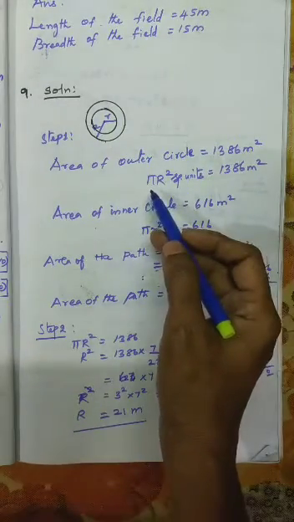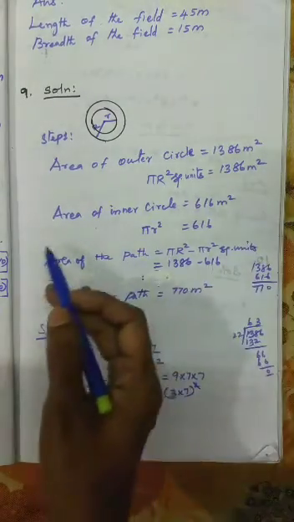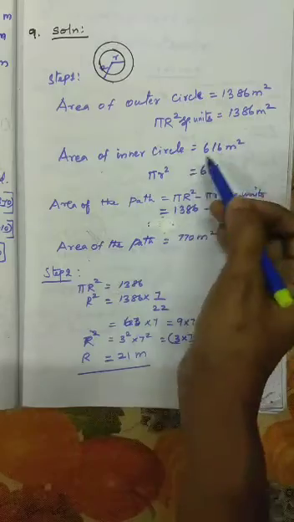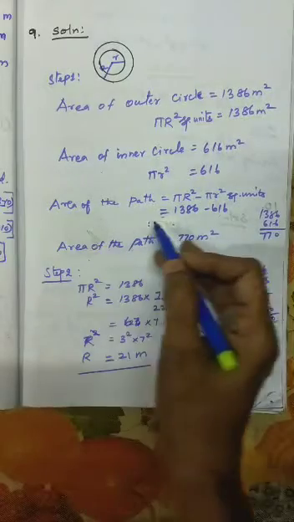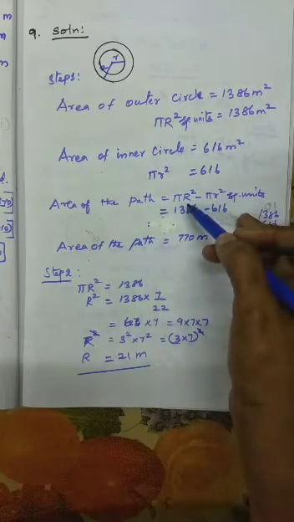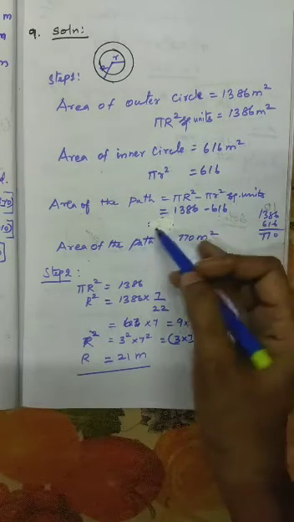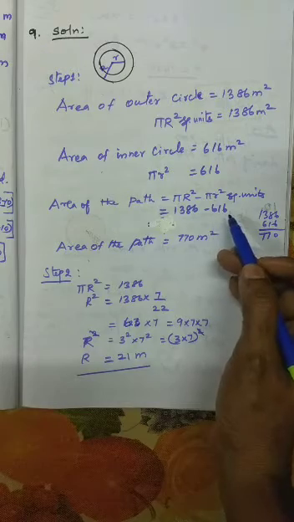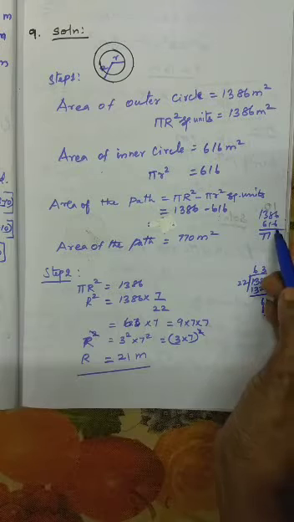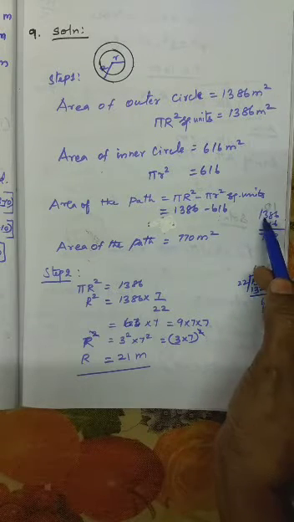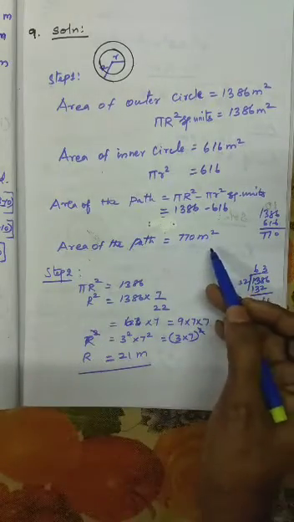Then the outer circle is pi capital R square, that is 1386 meter square. Then the area of the inner circle is 616 meter square, that is pi small r square is equal to 616. Now we have to find the area of the path. So capital pi into capital R square minus pi into small r square. So 1386 minus 616. Now subtract these two. Here 6 minus 6 is 0, 8 minus 1 is 7, then here 13 minus 6 is 7. So the area of the path is 770 meter square.